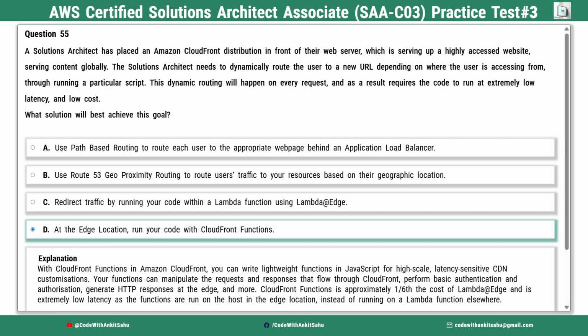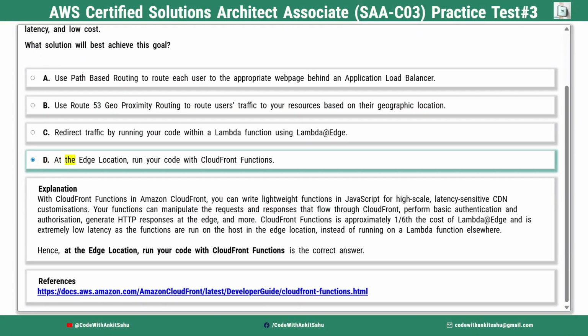Correct answer. Option D. At the edge location, run your code with CloudFront Functions. Explanation: with CloudFront Functions in Amazon CloudFront, you can write lightweight functions in JavaScript for high-scale, latency-sensitive CDN customizations. Your functions can manipulate the requests and responses that flow through CloudFront, perform basic authentication and authorization, generate HTTP responses at the edge, and more.